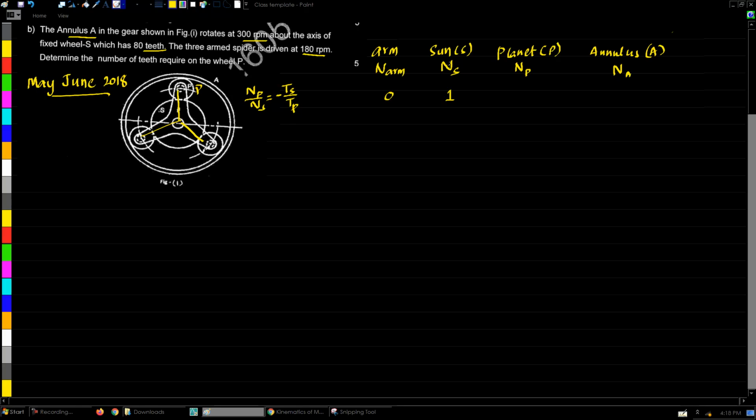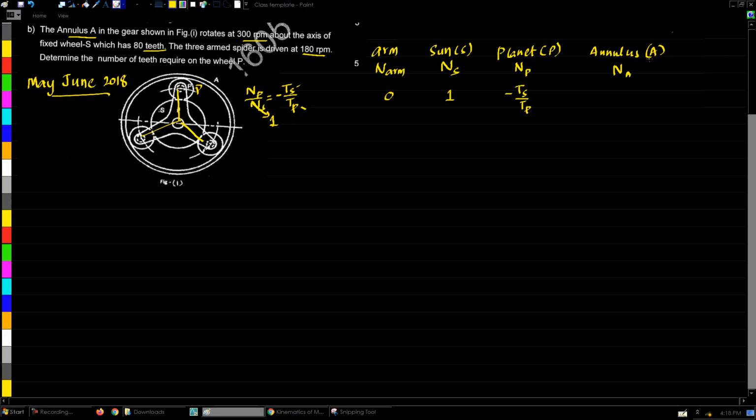Now we are assuming that ns is undergoing just one rotation, so in that case the denominator becomes 1, and np will just be equal to minus ts by tp, where ts is the number of teeth on the sun gear and tp is the number of teeth on the planet.